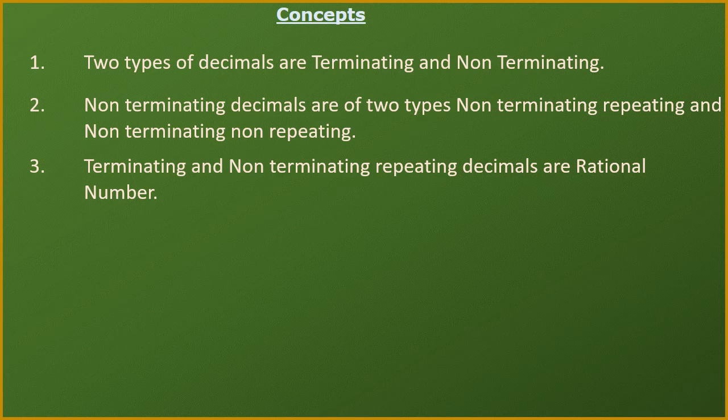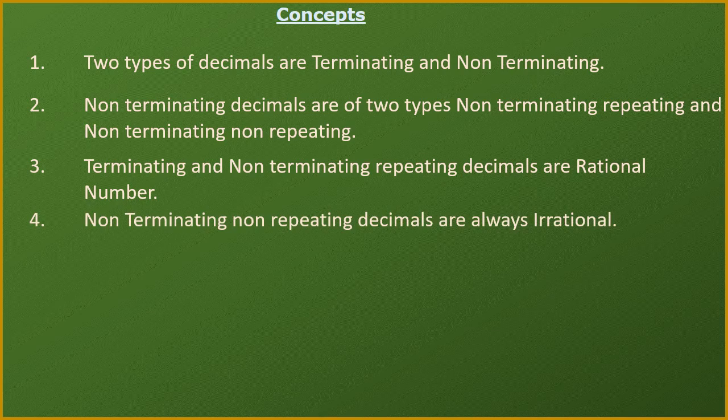So who remains in the category of irrational numbers? Non-terminating, non-repeating decimals are always irrational. Remember, there is only one kind of number which will be called irrational: one that is non-terminating, non-repeating. You know that the square root of a prime number always comes in the form of a non-terminating, non-repeating decimal, and hence it will be an irrational number.